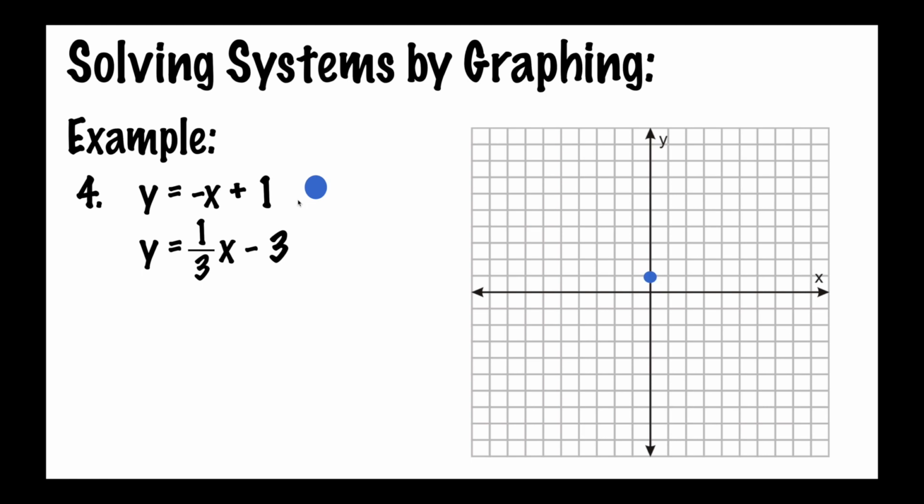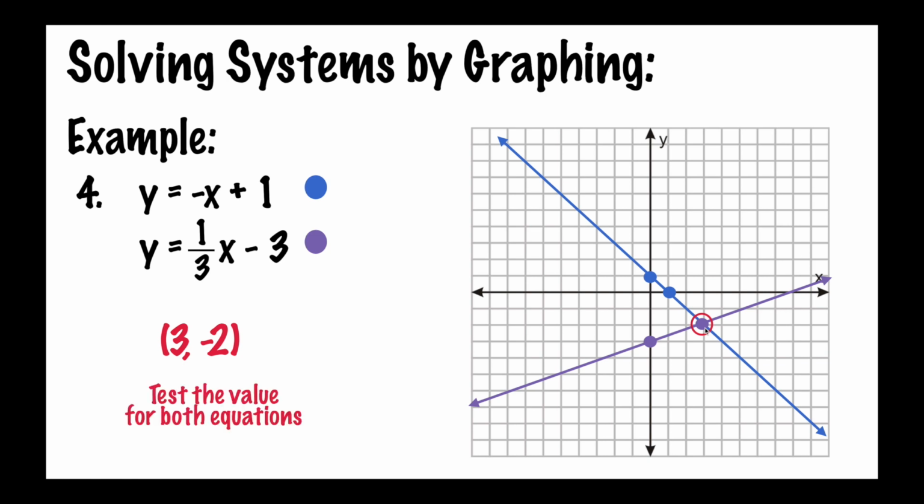it's a negative slope, so down 1 to the right 1, and sketch that line. The other equation will start at negative 3, and we will go up 1 and to the right 3, or we could go down 1 and back 3. Either way, we should get that line. Once again, wherever they intersect, that will be our answer. So this one looks like it intersects at 1, 2, 3, negative 2. So 3, negative 2. Now I need to test that value.